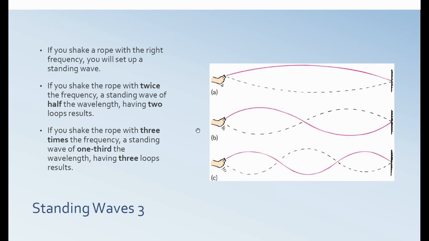But notice that as we increase the frequency, our wavelength is getting shorter. So these two waves here in B are half the wavelength of the wave in A. And then the three waves in C are only 1/3 of the wavelength in A. So as we increase that frequency, we're shortening our wavelength.